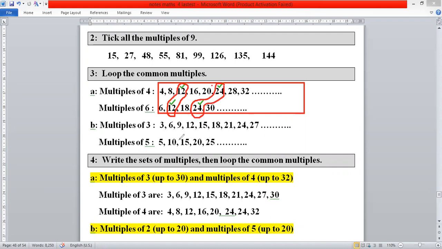Similarly, you can loop the common multiple of 3 and 5 here. Here, the common multiple is 15. 15 is the first common multiple, and you can also say that it is the least common multiple of 3 and 5. But here, in the given multiples, we have only one common multiple, that is 15.